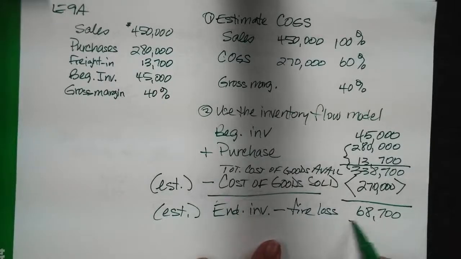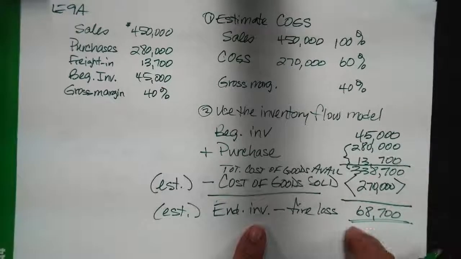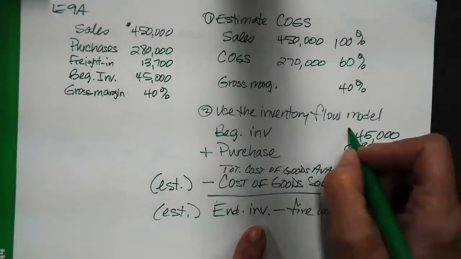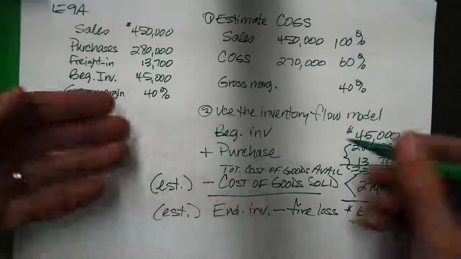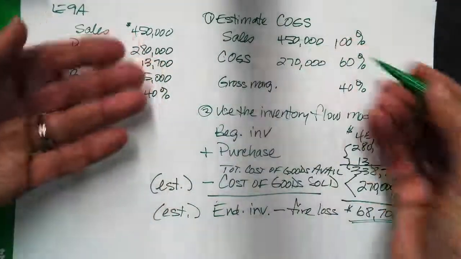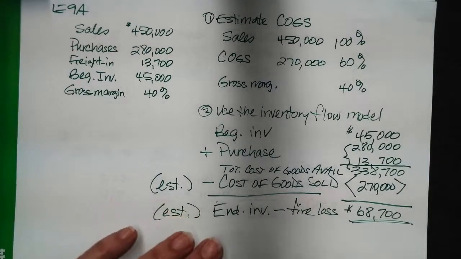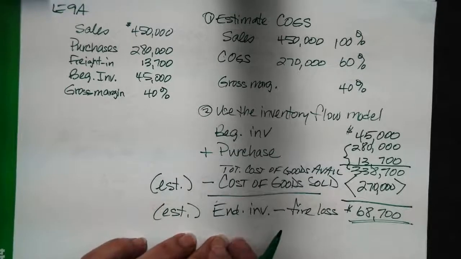And so the store owner can give this to her insurance adjuster, and they can figure out how to reimburse her from insurance, because they'll feel pretty confident about this number because she's got that track record of the 40% margin, and she had the records for purchases and sales. She just didn't have perpetual inventory records, so she just didn't know what her actual inventory was.